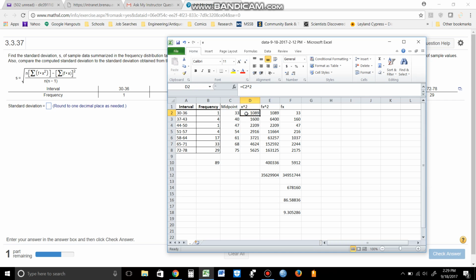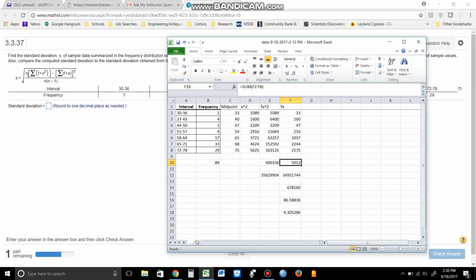Now I can compute x squared. That's just going to be the square of these numbers here, these midpoints right here. And then just take the frequency times x squared and put that in this column. And then the frequency times x and put that in this column. And then I'm going to sum all the numbers in the f x squared to get this result right here. And then sum all the numbers in the fx to get this result here.